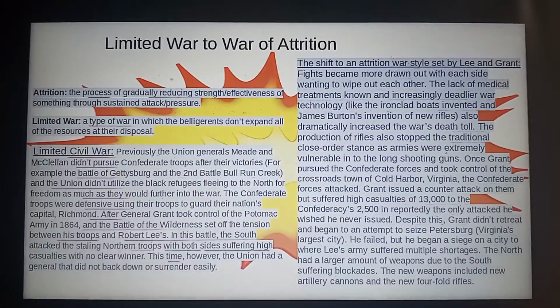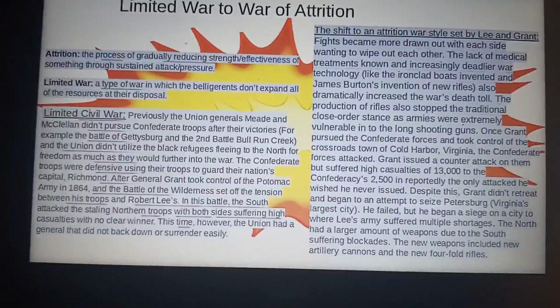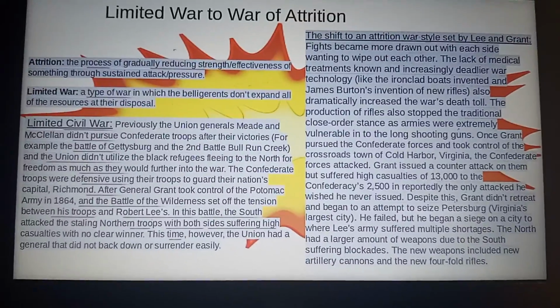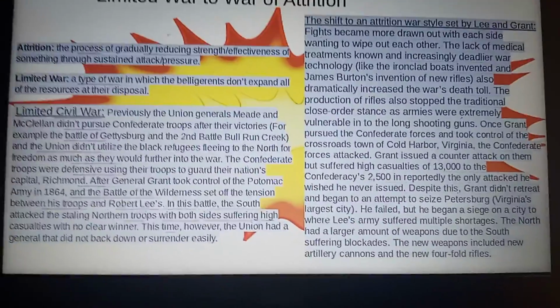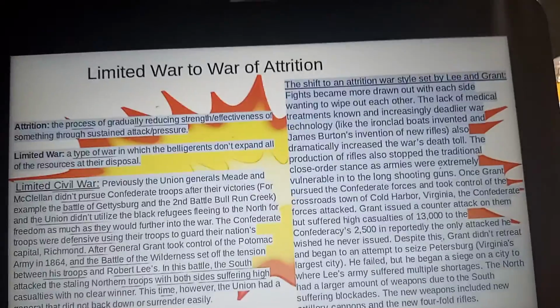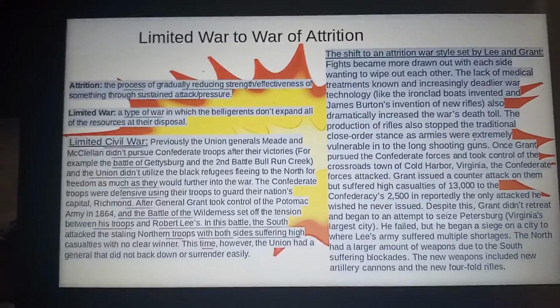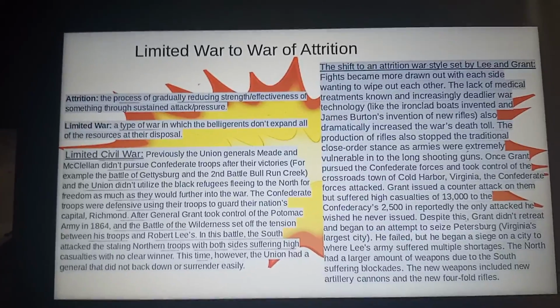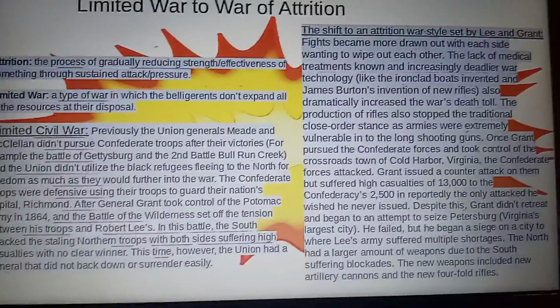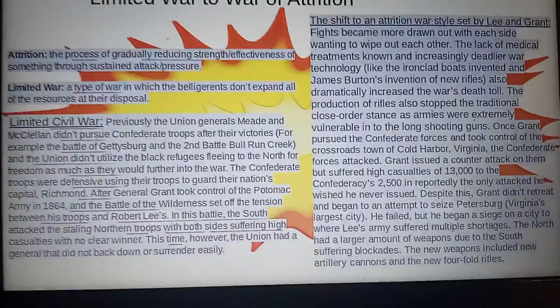The Civil War was a limited war at the start, in which McClellan and Meade retreated when the Confederate forces fled, but when Robert E. Lee and Grant became fighting, it became a war of attrition, which is the process of gradually reducing the strength and effectiveness of something through sustained attack and pressure.